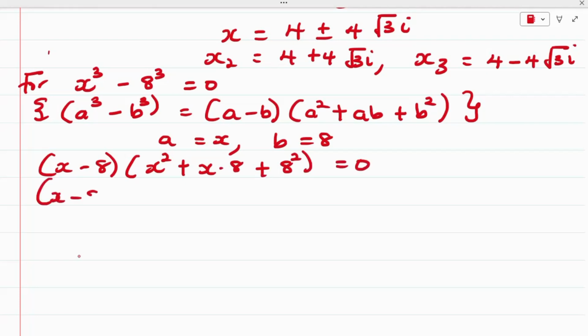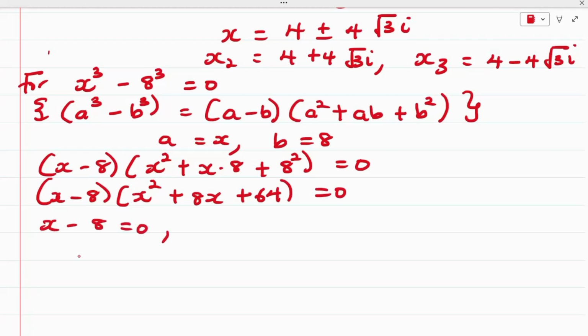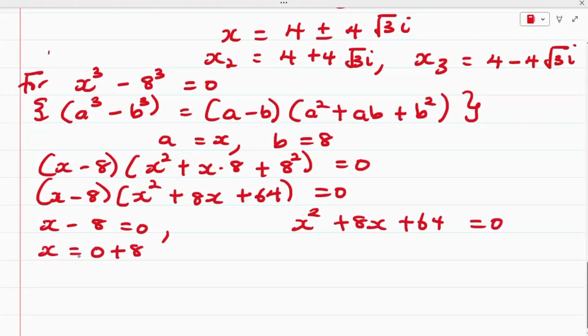We have x minus 8 multiplied by x square plus x multiplied by 8 is 8x plus 8 square is 64, and this is equal to 0. So we have x minus 8 equals 0, and we also have x square plus 8x plus 64, and this is equal to 0. So x is equal to 0 plus 8, and x is equal to 8. So I'm going to call this x4, and this is equal to 8.